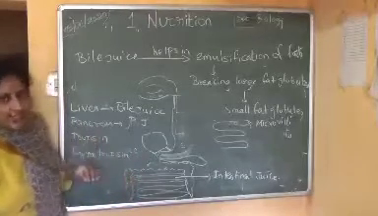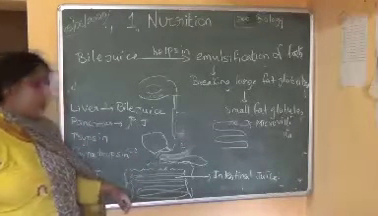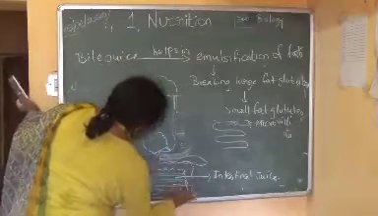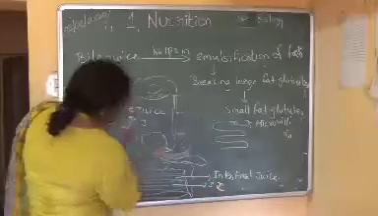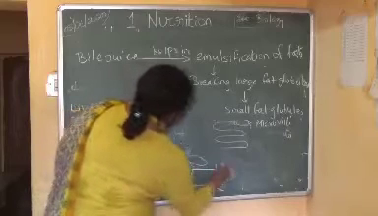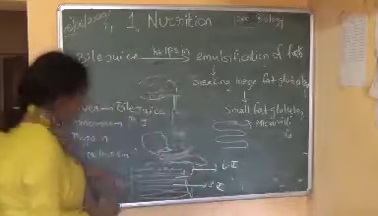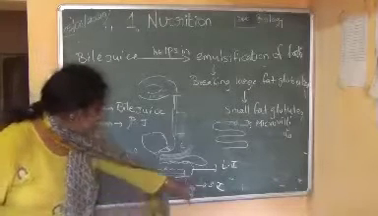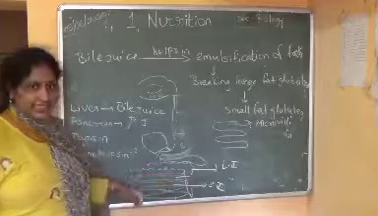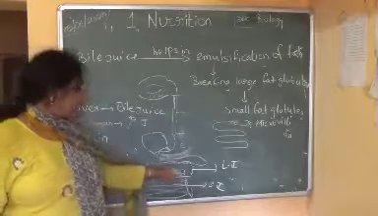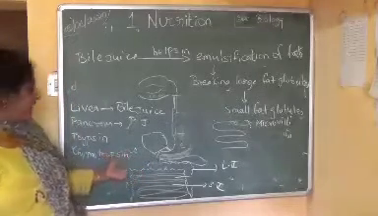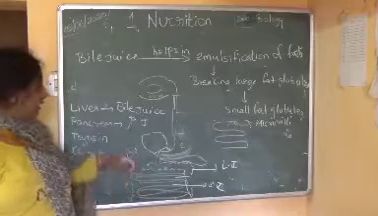Now whatever the undigested food is there, it will move into the large intestine. This is our small intestine and this is our large intestine. This inner part is the small intestine, this outer part is the large intestine. So in the large intestine, water absorption will take place. If any water is there, it will be absorbed in the large intestine.